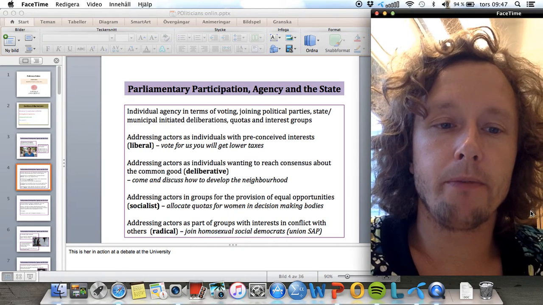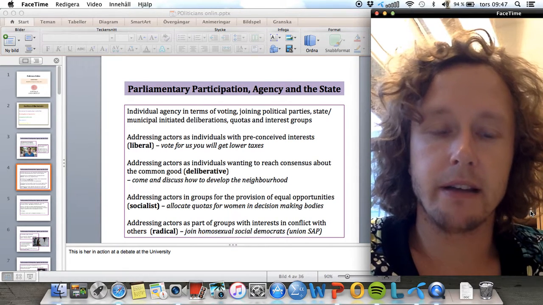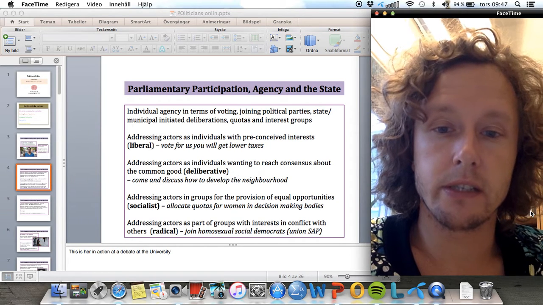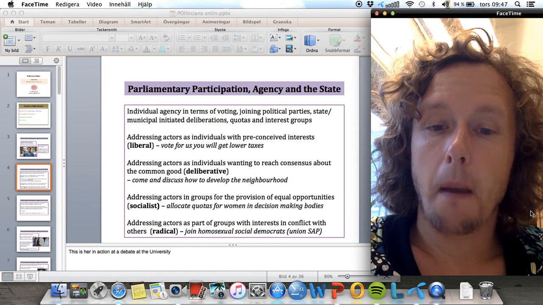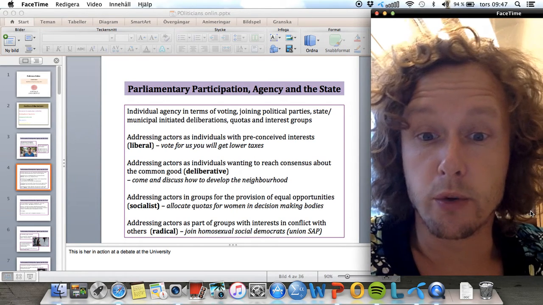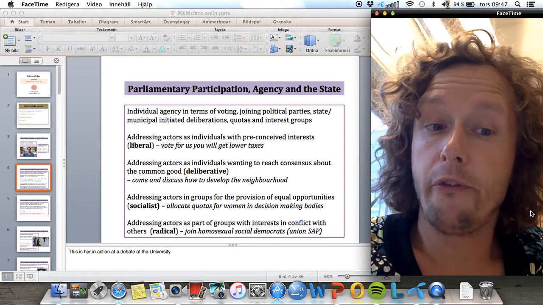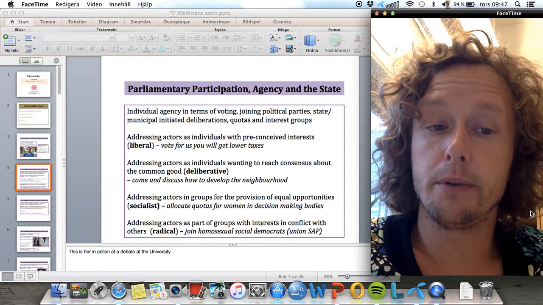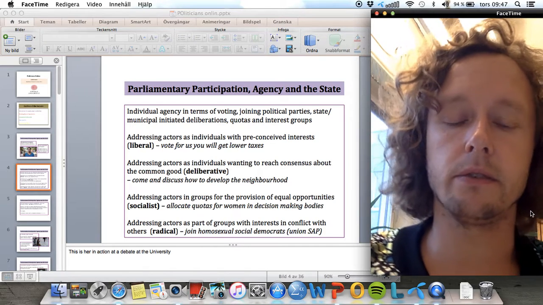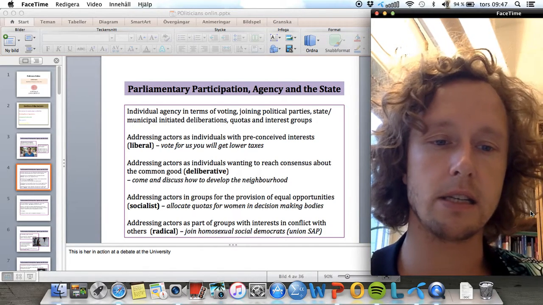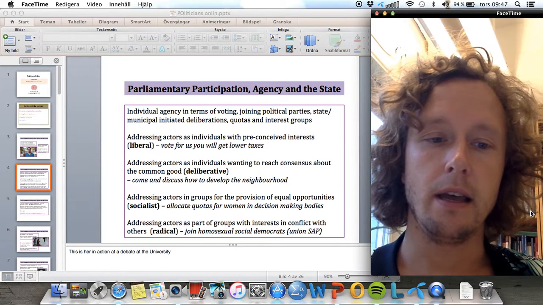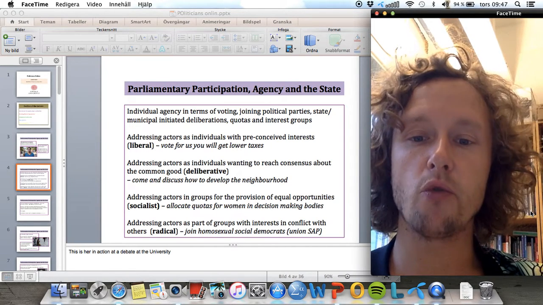And if you come from a more socialist or social democratic understanding of what the political consists of and should consist of, then you address individual actors in terms of groups for the provision of equal opportunities. This is what the political consists of according to a more social democratic understanding of it. So we want to erase differences and enhance equality.